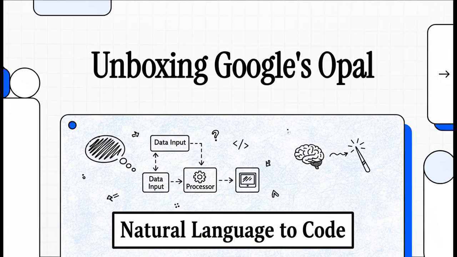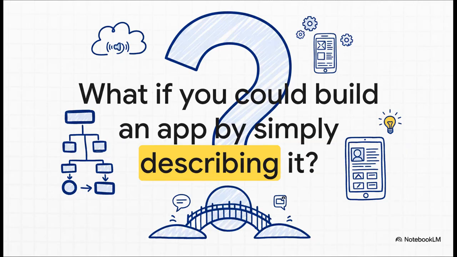Okay, so what if you could build an app just by describing it? I mean, no code, no headaches, none of that. Well, that's the massive promise behind Opal, this brand new experimental AI tool from Google Labs that we're going to unbox today. I mean, really, think about that for a second.